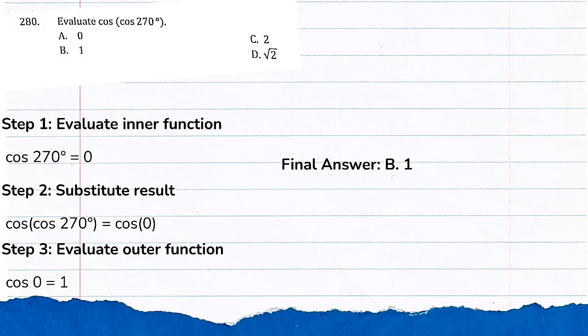To solve, let's go step by step. Which part do we evaluate first? It's always the inner function. So, what is cosine 270 degrees? That equals 0. Now, we substitute into cosine 0. What is cosine 0? Cosine 0 is equal to 1. Therefore, the final answer is 1 because we evaluated inside out.